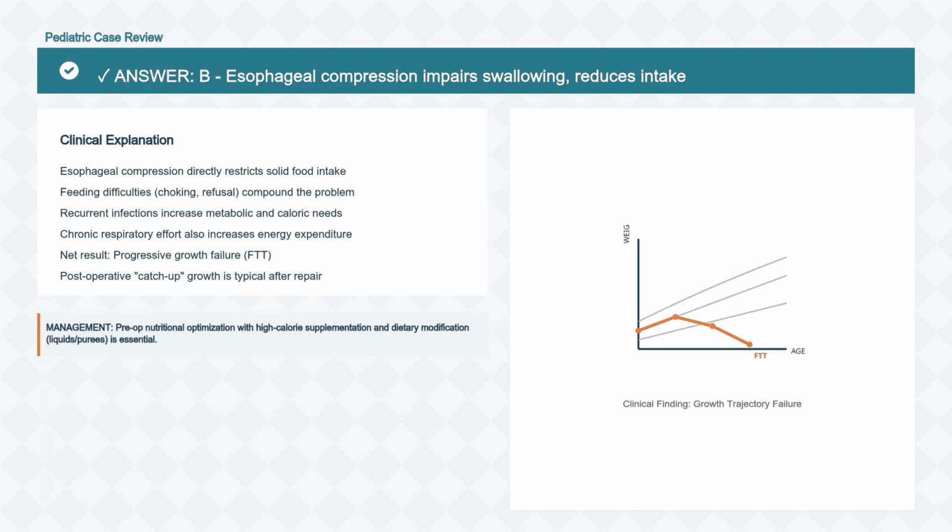The correct answer is option B. Esophageal compression impairs swallowing and reduces intake. Esophageal compression directly restricts solid food intake, while feeding difficulties compound the problem. Furthermore, recurrent infections and chronic respiratory effort massively increase metabolic and caloric needs, leading to progressive growth failure. Postoperative catch-up growth is typical.